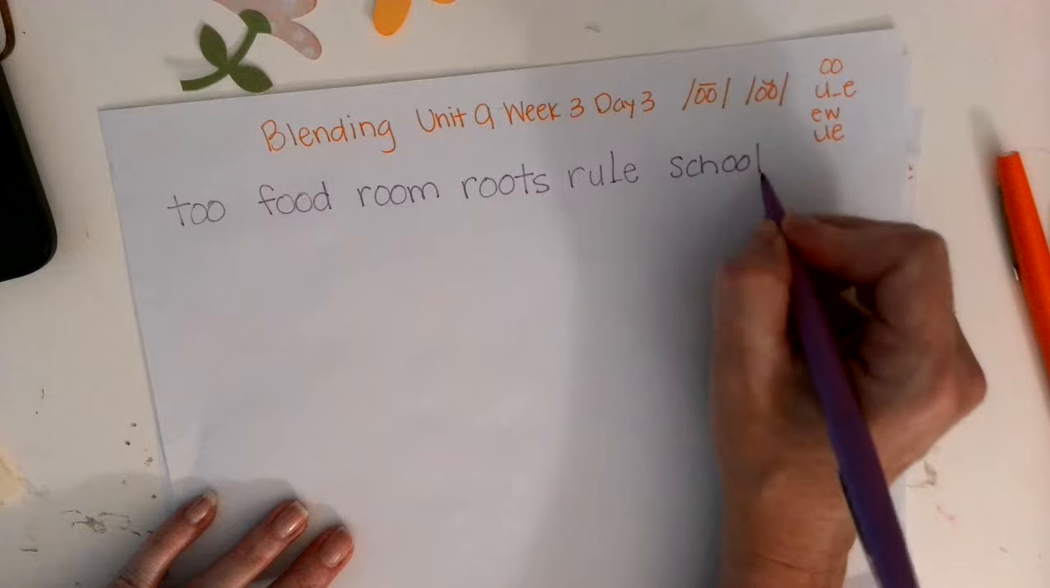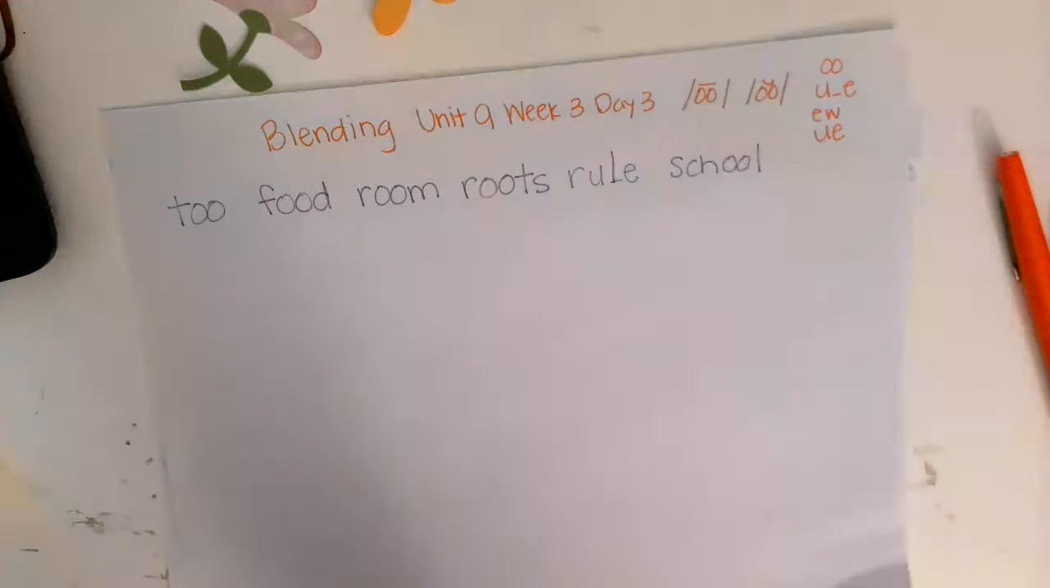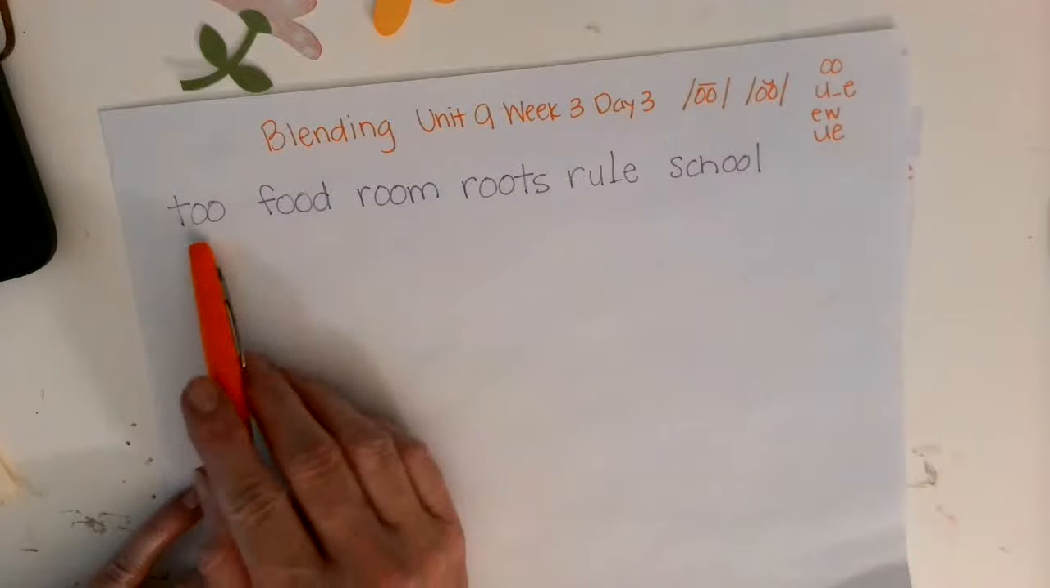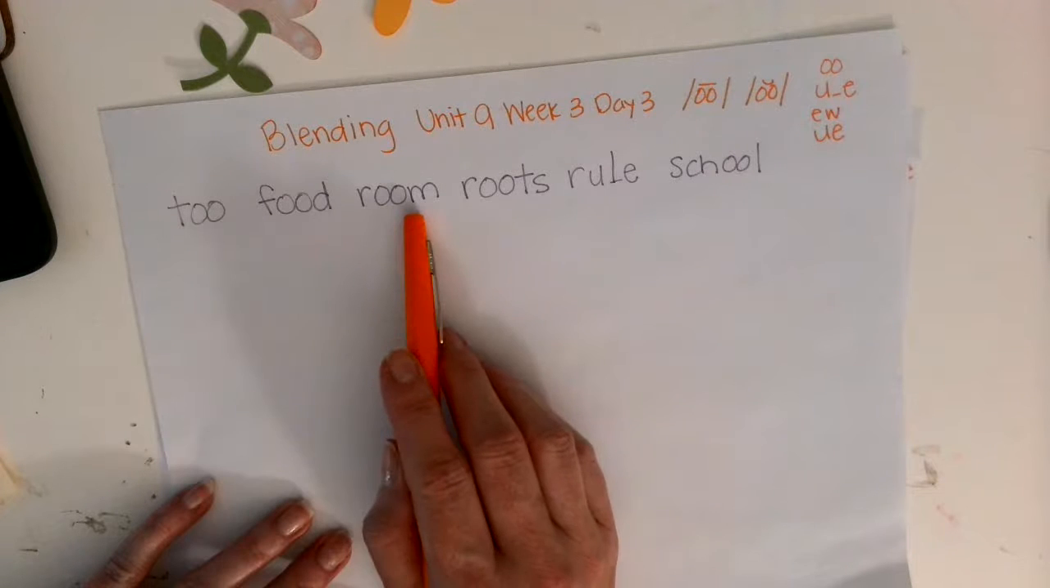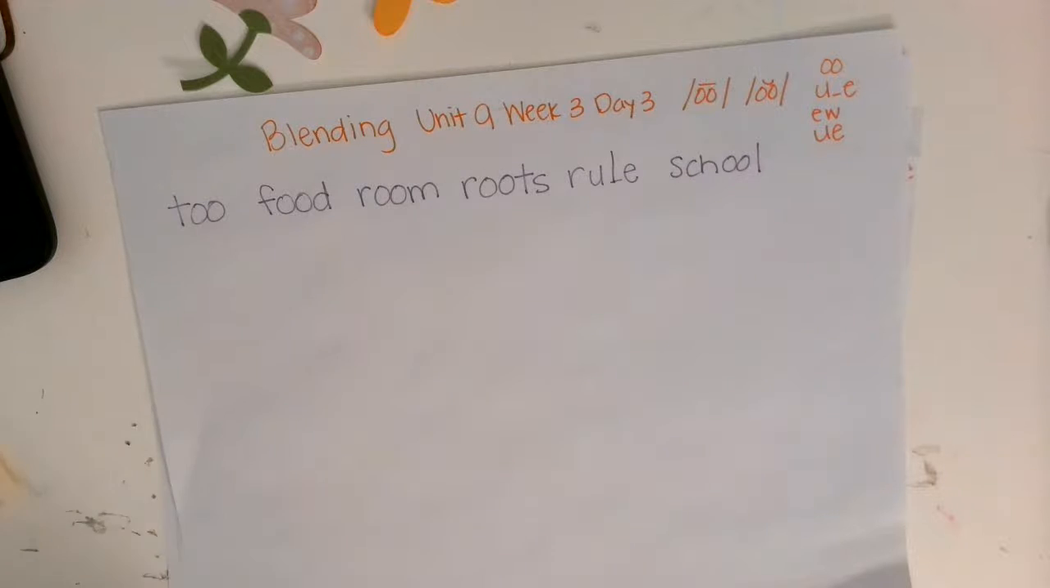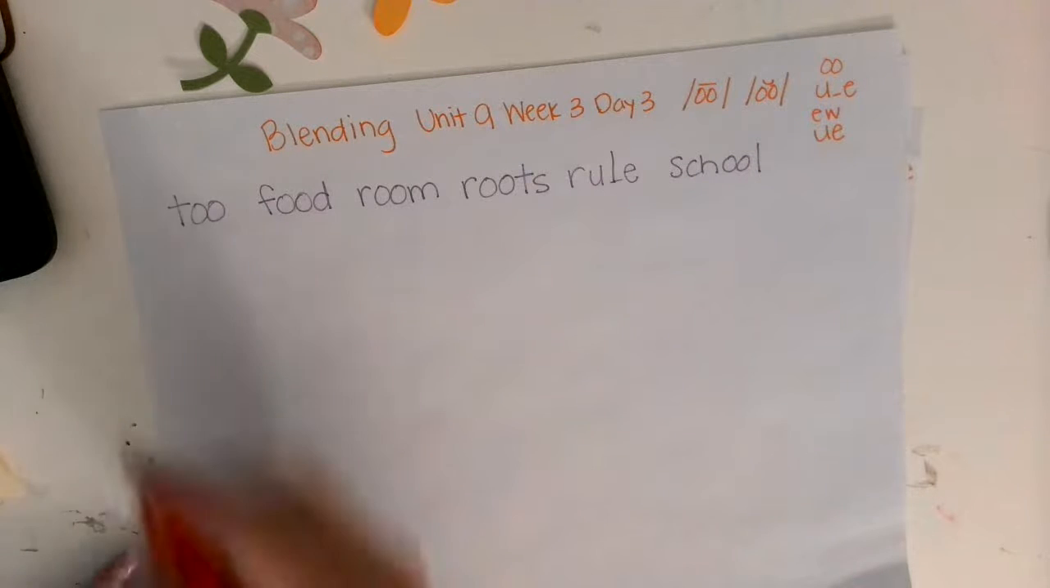Ooh, school. Boy, do we miss school. All right, let's read this row together. Two, food, room, roots, rule, school. All right, here's our next one.